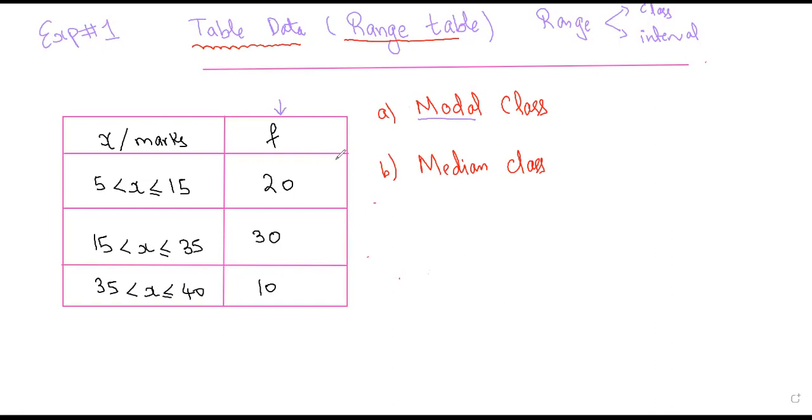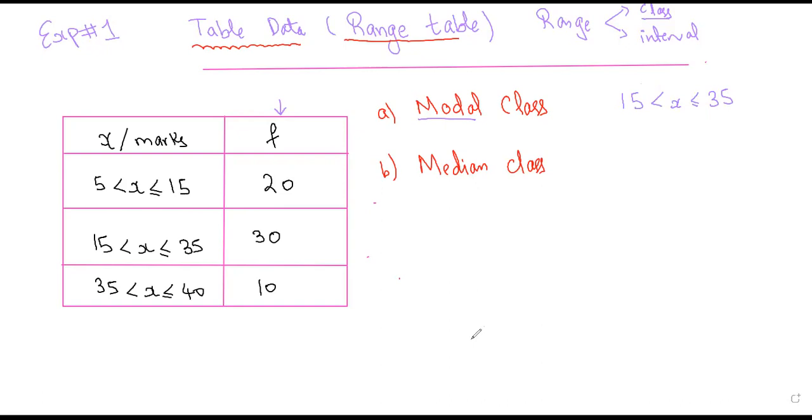Okay. Because here we have the range. That is why I'm using the word class. So you need to check the frequency. So which class has most frequency or which class has the highest frequency? 5 to 15. Oh, sorry, 15 to 35. Very good. Excellent. Okay, very well done. So the answer would be 15 less than X less than or equal to 35. Very good.